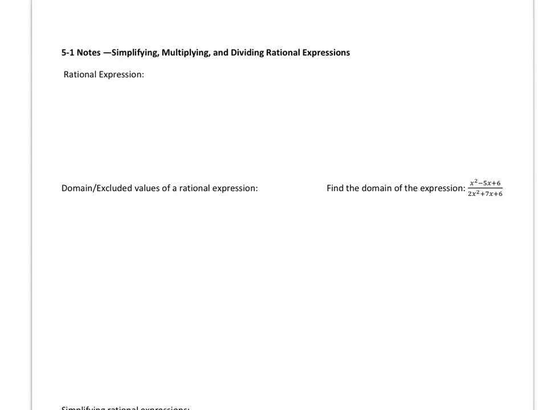Today we're going to talk about simplifying, multiplying, and dividing rational expressions, but before you do that, you need to know what a rational expression is. The word expression means that it's going to be a series of terms, but it's not going to have an equal sign. So a rational expression is an expression that contains a polynomial divided by another polynomial. Okay, so p of x, that would be a polynomial, and q of x, also another polynomial.